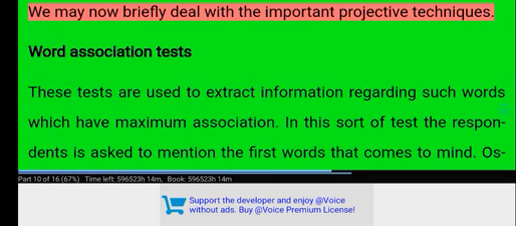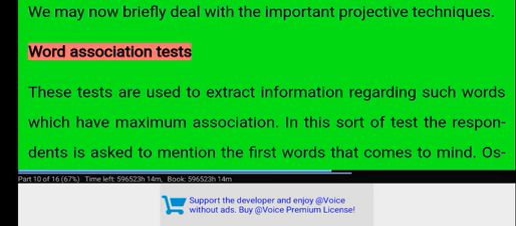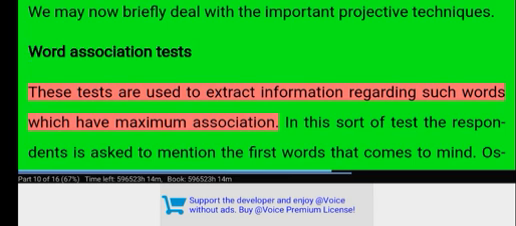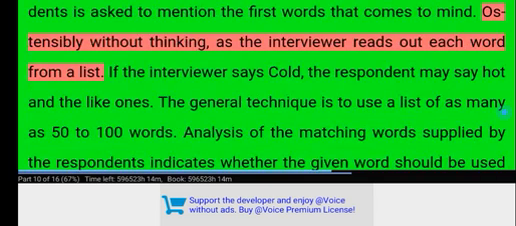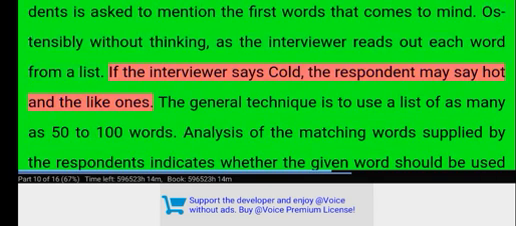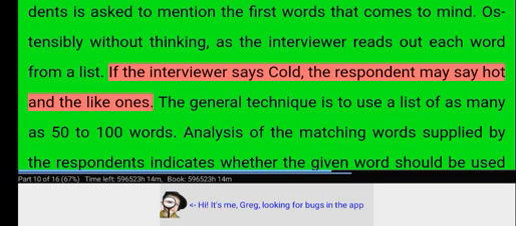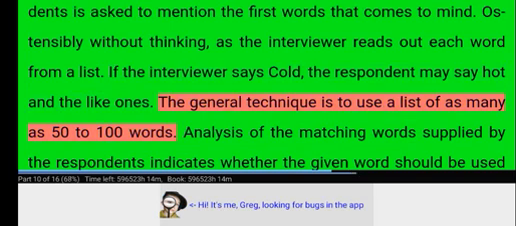We may now briefly deal with the important projective techniques. Word association tests. These tests are used to extract information regarding such words which have maximum association. In this sort of test the respondent is asked to mention the first word that comes to mind, ostensibly without thinking, as the interviewer reads out each word from a list. If the interviewer says cold, the respondent may say hot and the like. The general technique is to use a list of as many as 50 to 100 words.